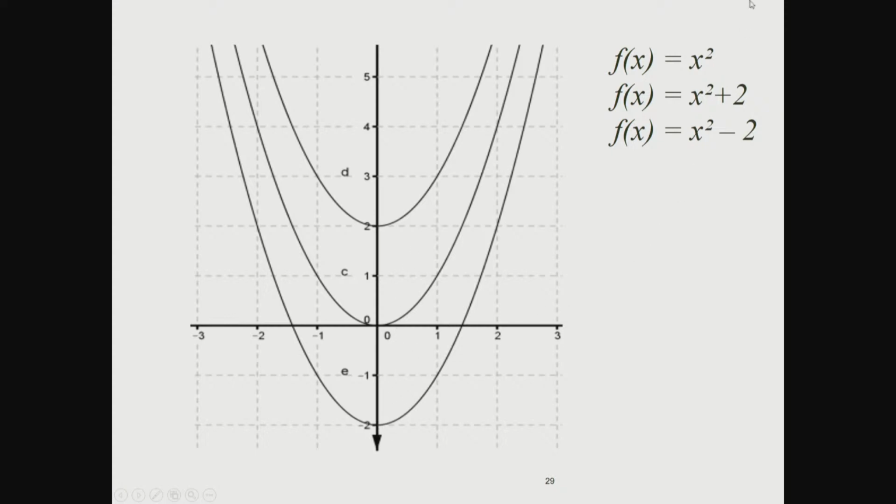So in short, q will shift the graph up if it's positive. And if it's negative, then the graph will shift downwards. It will depend on the value of q. Very, very important.